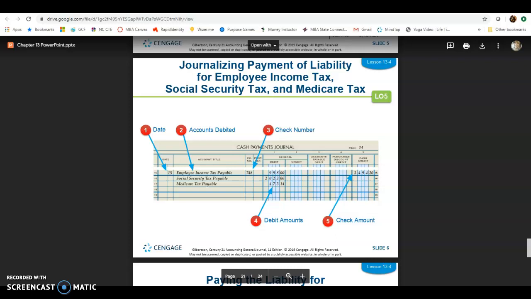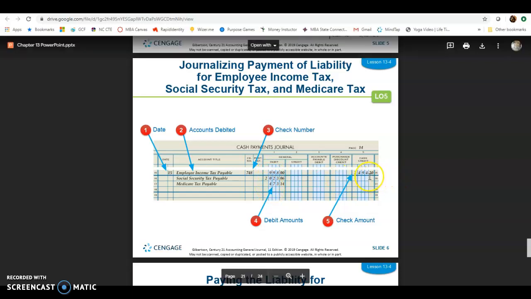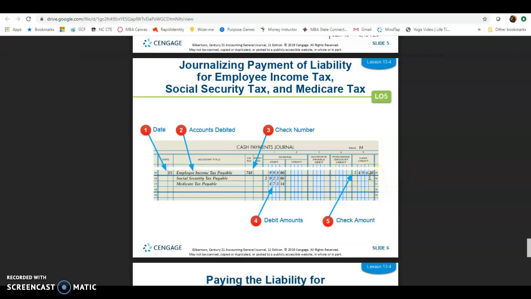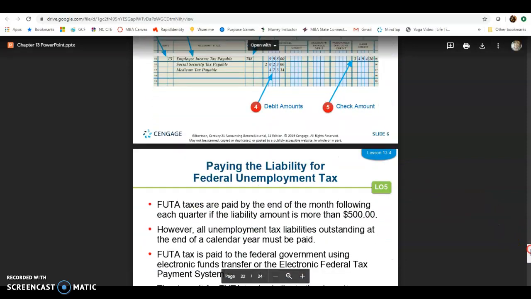So in this scenario that we're looking at on this PowerPoint, they're going to pay the taxes for the federal, Social Security, and Medicare. That all goes to the same place. That goes to the federal government. So it can be paid in just one check. So as you can see, each one of the taxes is listed as the debits because you're paying a payable. When you pay a payable, it's a debit. And then your amount of check for all three of them combined, which is right there. Okay, that seems simple enough, hopefully.